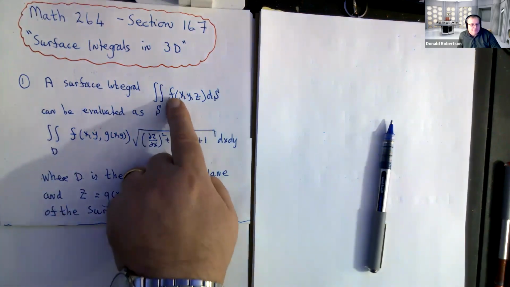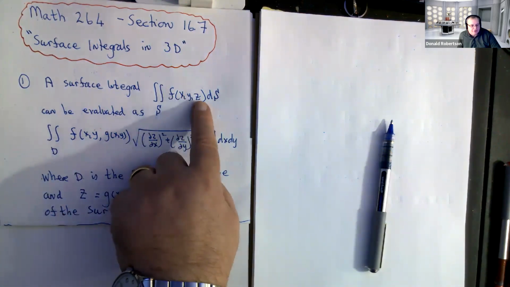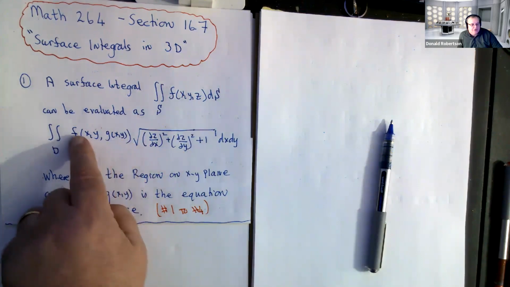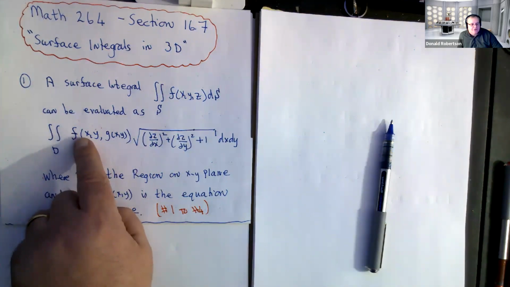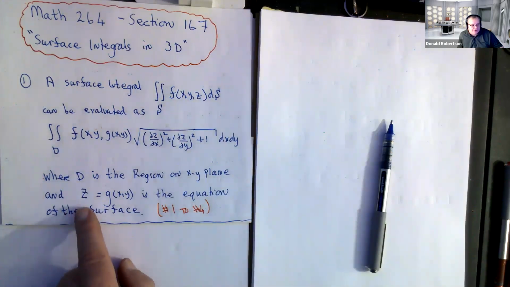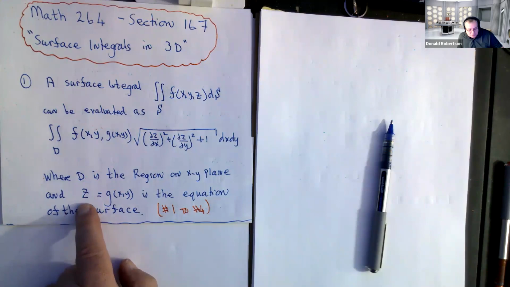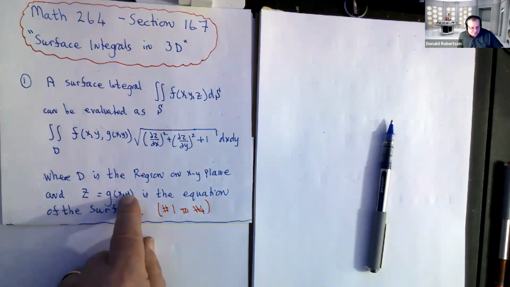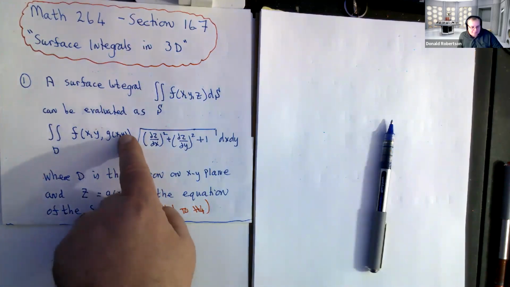So instead of this expression, which will have x's, y's, and z's in it, this bit here essentially says you convert it to x's and y's. And so how do you replace the z? Well, z is going to be the equation of the surface, so it's going to be z equals x squared plus y squared, or z equals 4x plus 2, whatever it might be. So that's the surface, and that is going to go here.